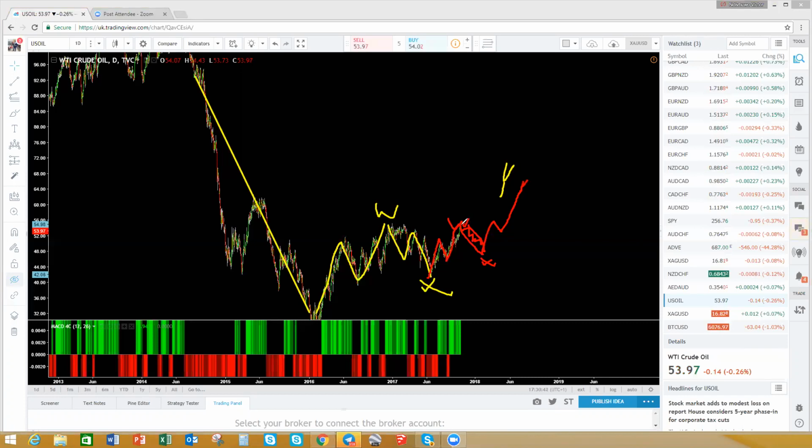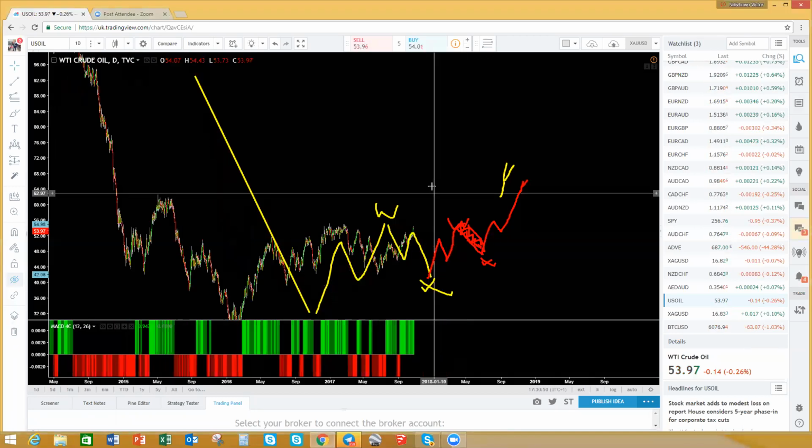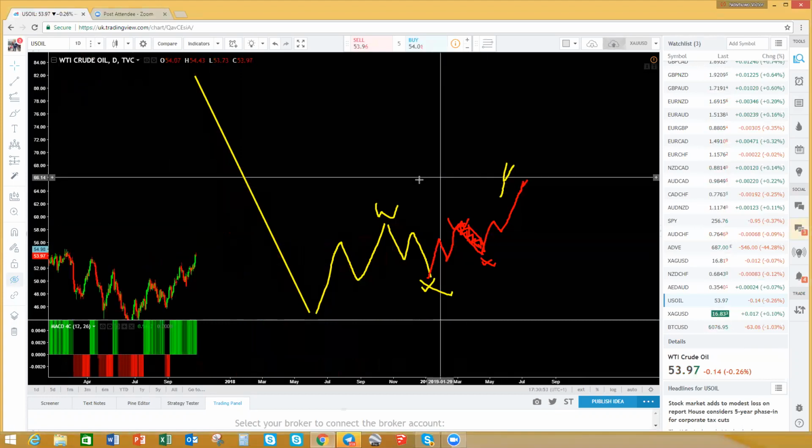So right now it has reached this. We've been waiting for it to reach this. So you need to get a correction. You can only buy oil if you get this deep correction here. Okay, so that's oil.